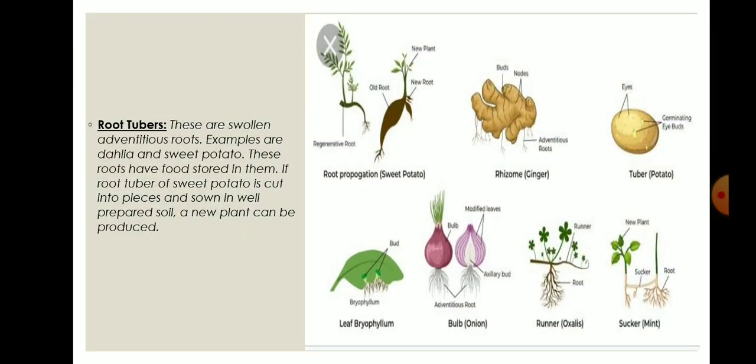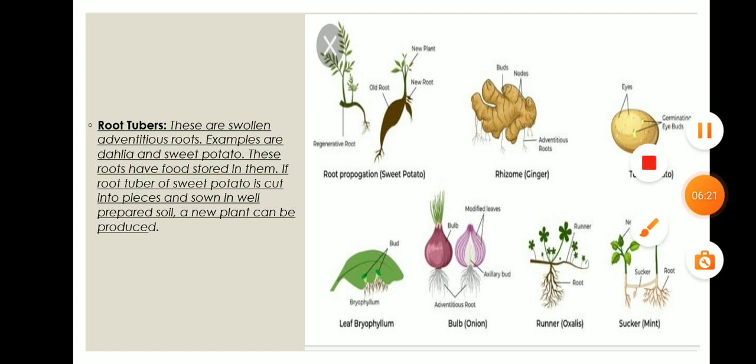Root tubers: these are swollen adventitious roots. Examples are dahlia and sweet potato. These roots have food stored in them. If a root tuber of sweet potato is cut into pieces and sown in well-prepared soil, a new plant can be produced.